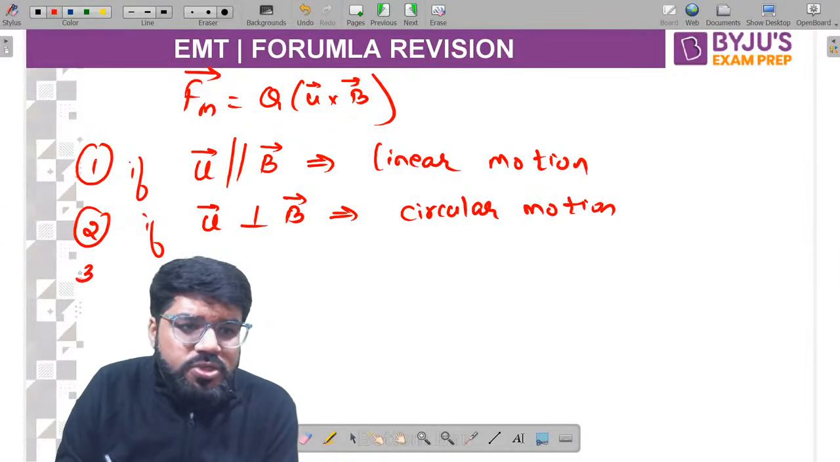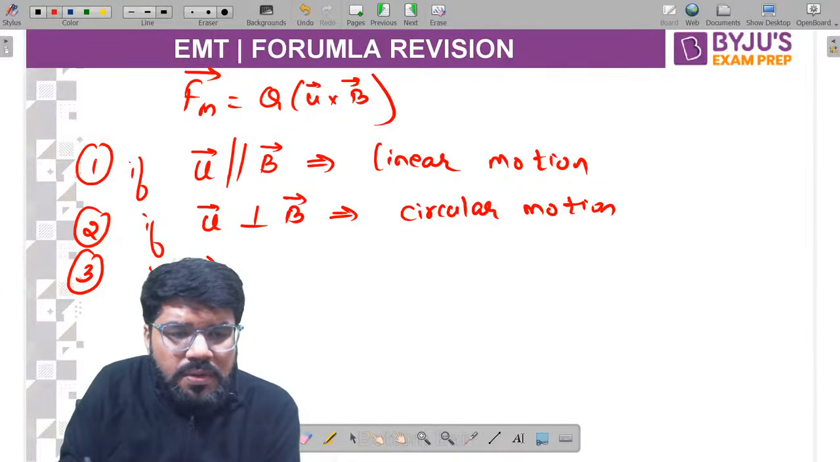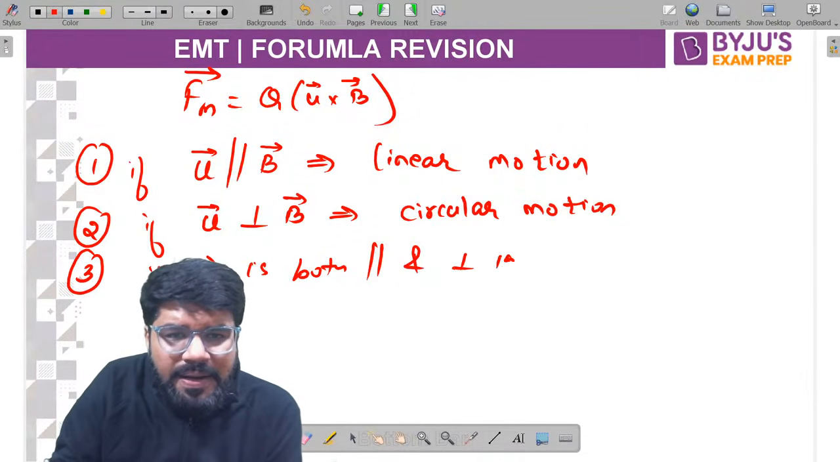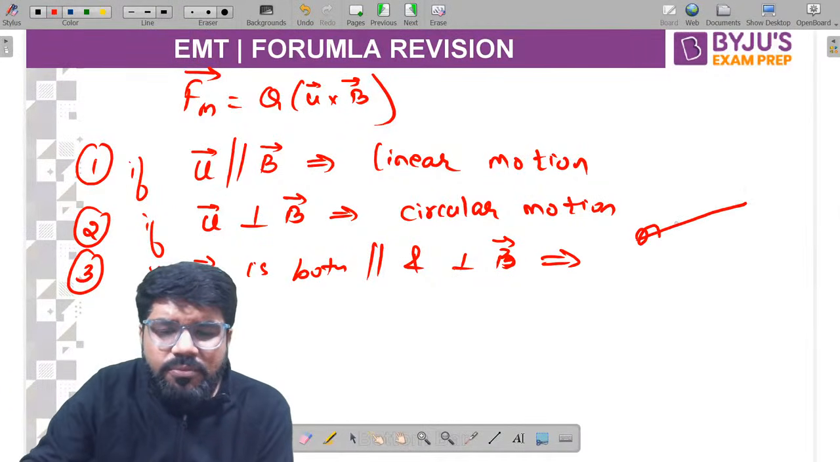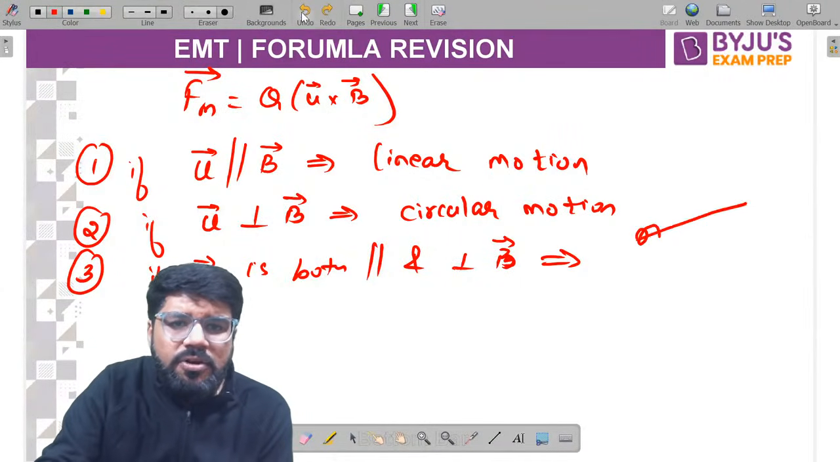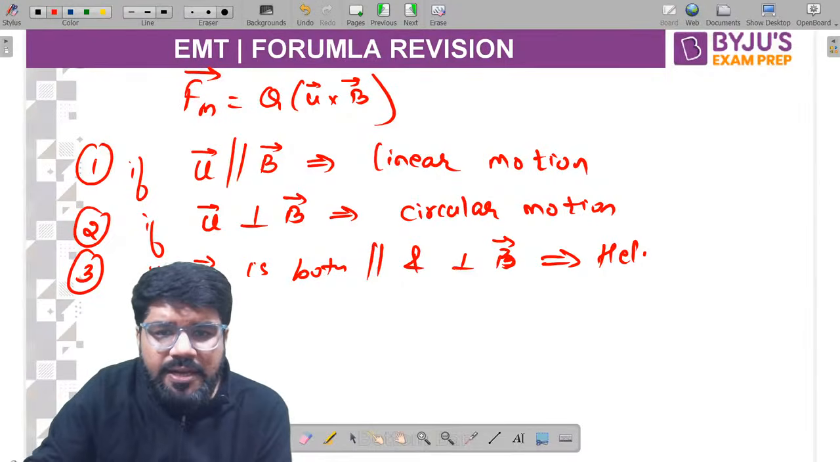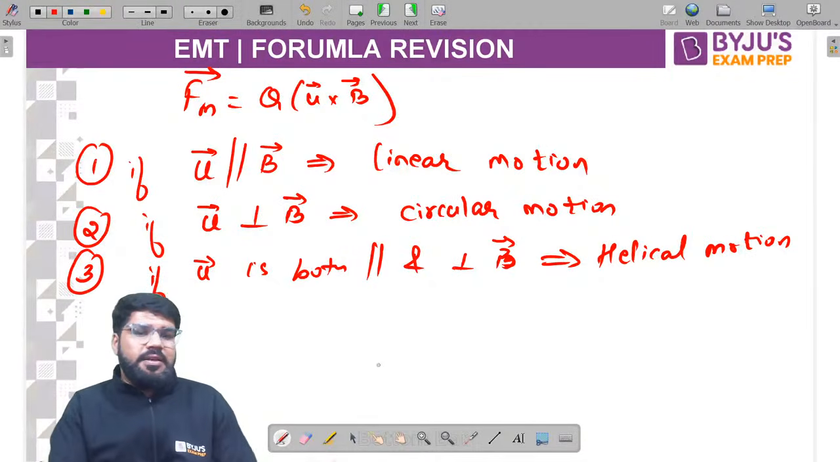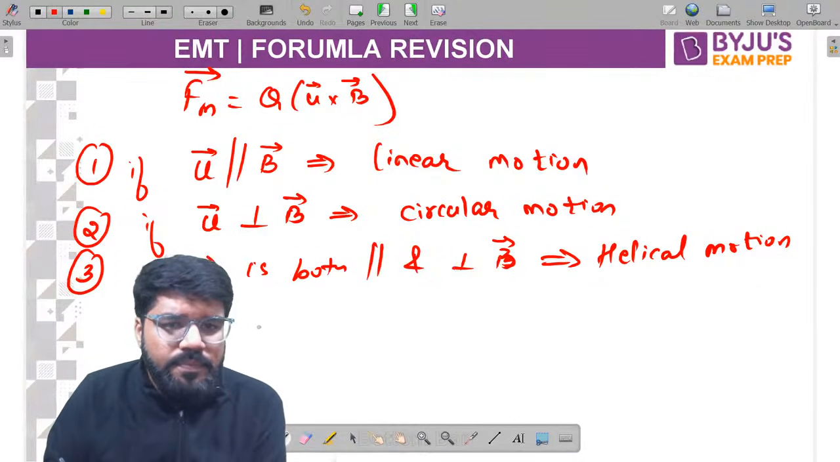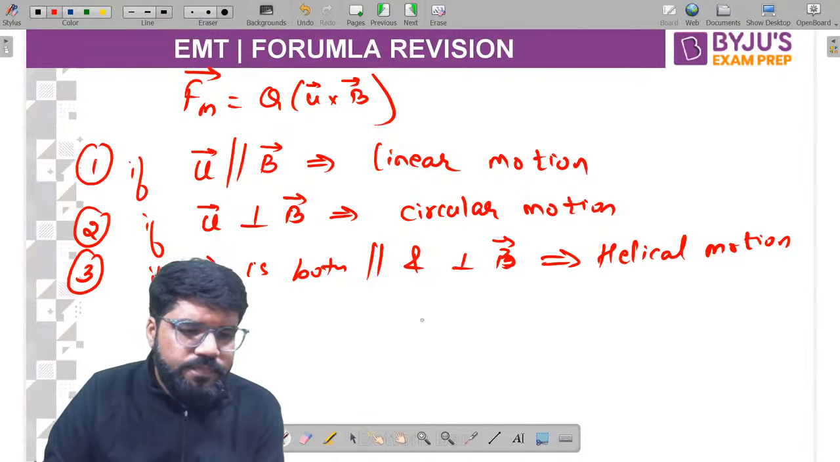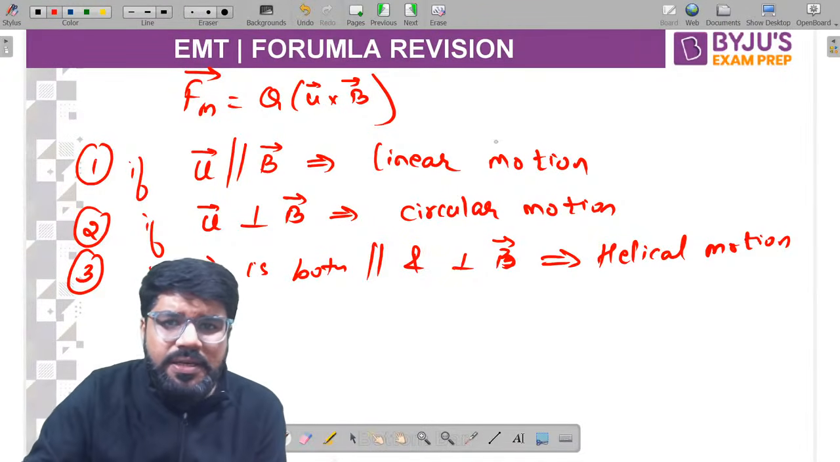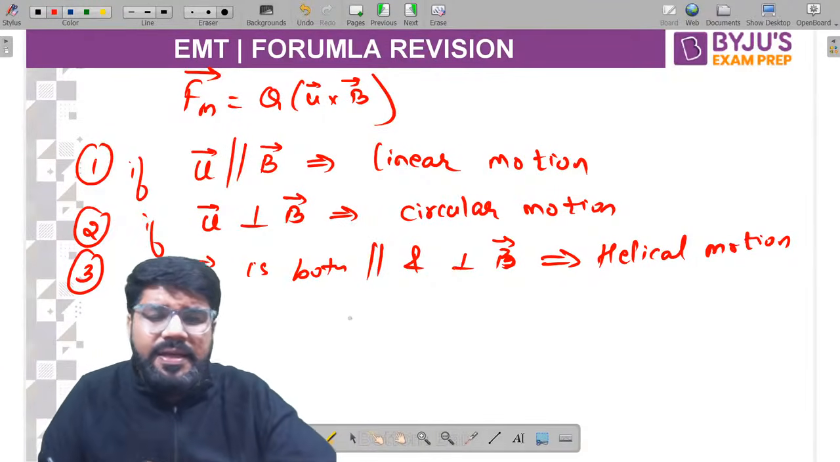If U has components both parallel and perpendicular to B, then it will follow circular motion as well as linear motion. Just stretch a circle along a linear path, and what you get is a helix, so the particle follows a helical path. This was once a GATE question, designed by IISc Bangalore. These are some simple cases that you must directly remember.